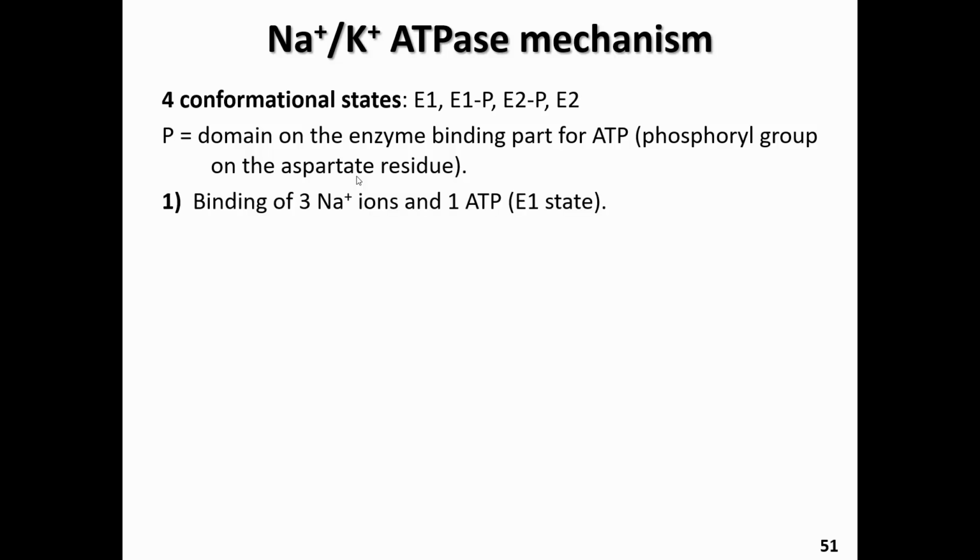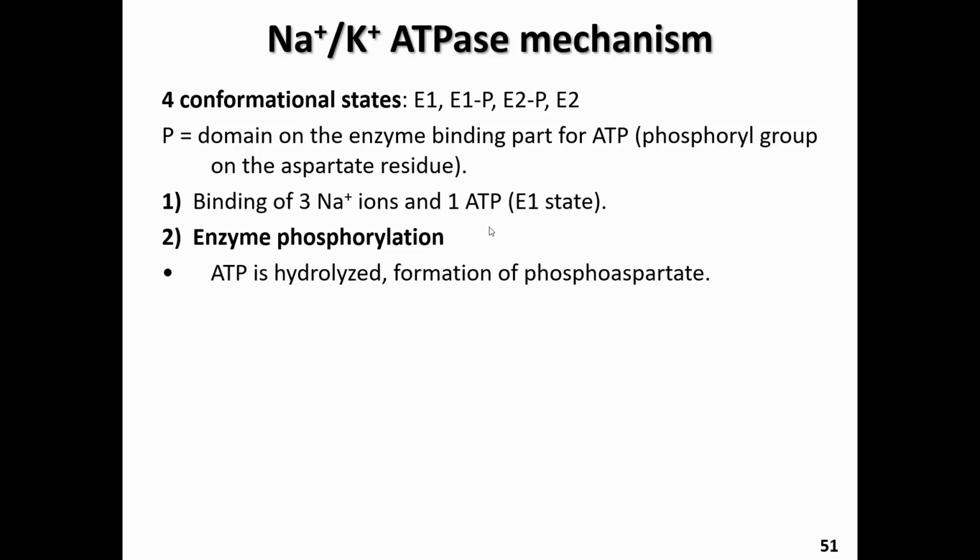And the enzyme begins its function first by binding 3 sodium ions on the interior of the cell, as well as 1 ATP molecule. And that's simply referred to as the E1 state. And that's really the start of this process. The second part is referred to as enzyme phosphorylation. And so ATP is useful when we spend it, which is to break up the phosphate bond holding the phosphate molecule onto the rest of the molecule.